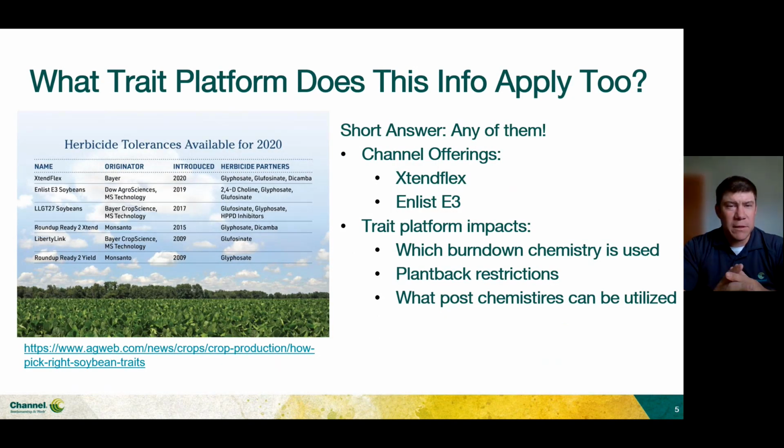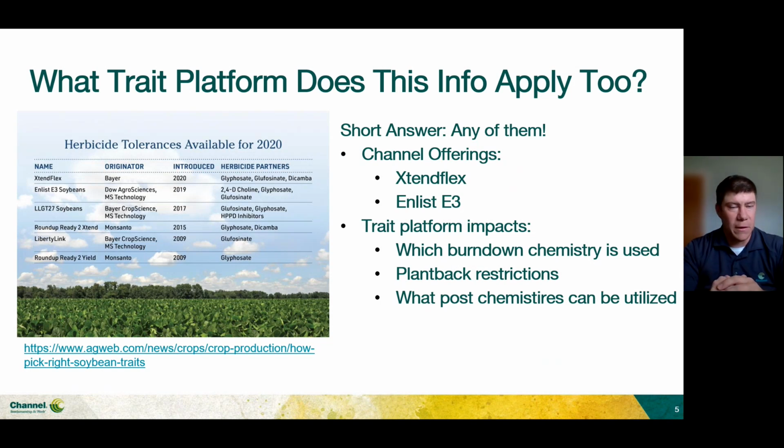So what trait platform does this apply to? I bring this up just because we offer both. So Channel, the brand, offers both XtendFlex and Enlist beans, and we are today only talking about pre-emergence herbicide options. So in general, the things that I talk about will apply to any trait platform, whether that be XtendFlex, E3, or even conventional beans. Right? We're talking about pre-emergence only. Now, the trait platform can have an impact in regards to which burn down chemistries you use, maybe some plant back restrictions, what post chemistries can then be utilized after emergence, of course. So we'll talk about that in another video, but for this one, we're going to focus on pre-emergence.